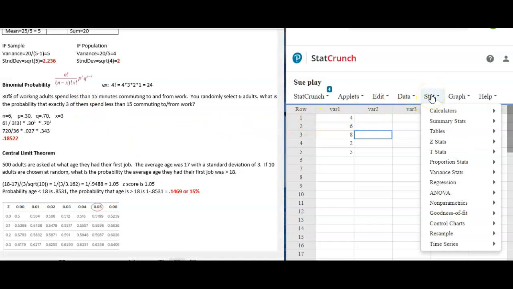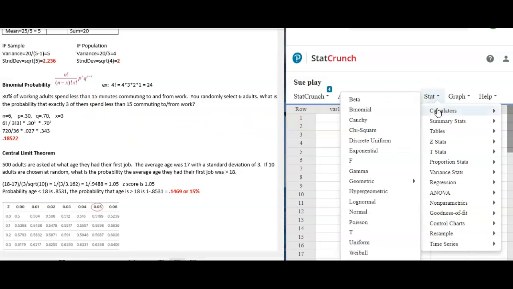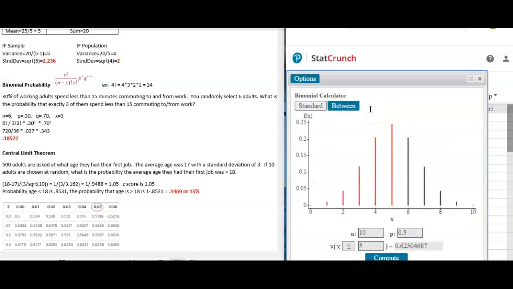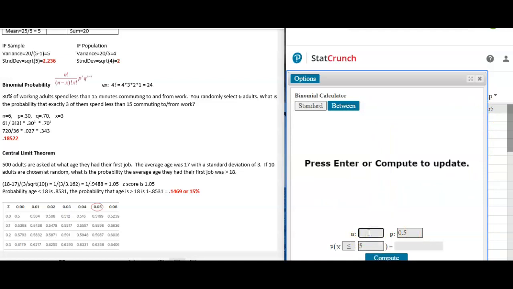So I just went through this process and solved this problem manually, but now I want to show you how to do it using StatCrunch. So we go to calculators, and you can see right here we have binomial, which is very handy. So we're going to select binomial, and we are just going to fill in these values. We have an n, which is 6.